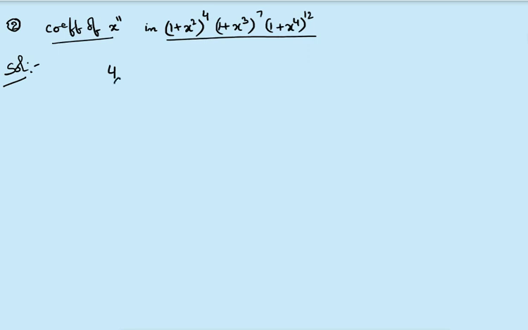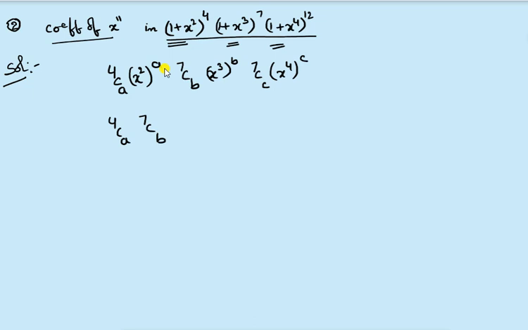Now I can write this one as 4Ca into (x square) whole to the power of a. Next, the general term here is 7Cb into (x cube) whole to the power of b. Here the general term is 12Cc into (x to the power of 4) whole to the power of c. That's why we can write that one as 4Ca into 7Cb into 12Cc, into x to the power of 2a plus 3b plus 4c, right?